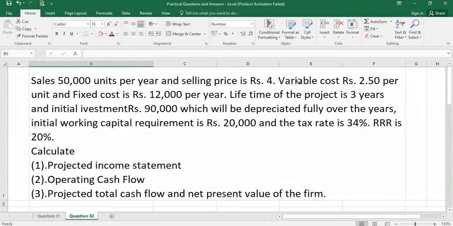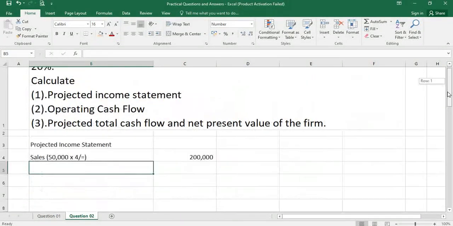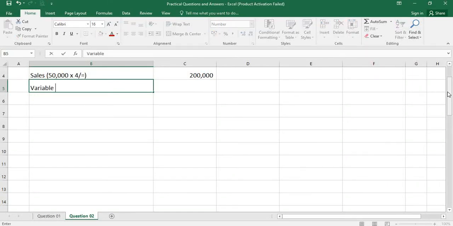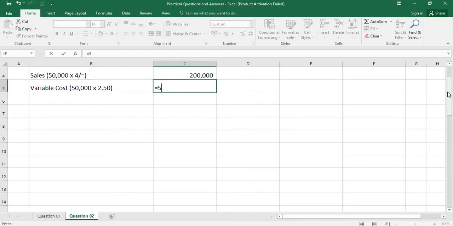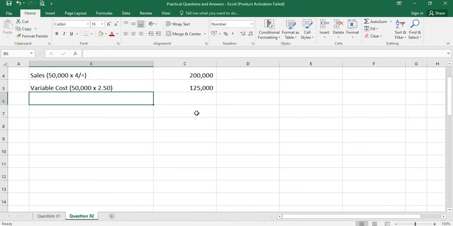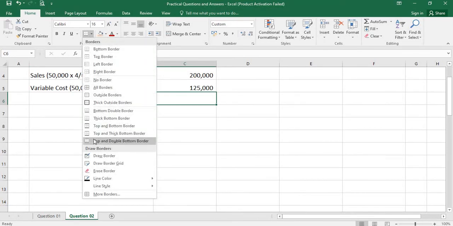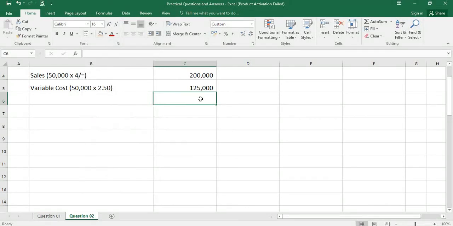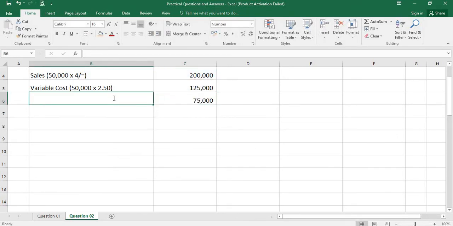Again he has given the information of variable cost, fixed cost and the depreciation. Variable cost is 50,000 units into 2 rupees and 50 cents, that is 50,000 into 2.50, 125,000. If you deduct variable cost from sales, how much do you get? You get 75,000. That is contribution.